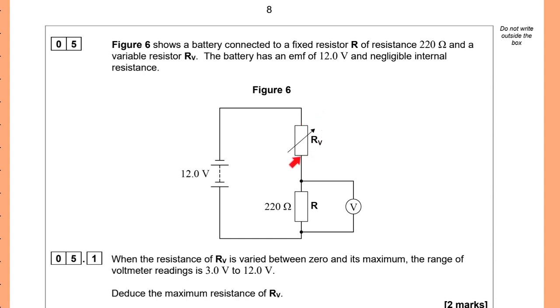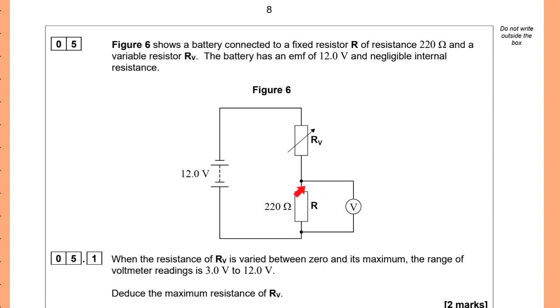When RV is at its maximum resistance, by voltage division it would have the greatest voltage and leave the minimum voltage for R. So I deduce that must be the 3 volts reading. When 3 volts is here, I can also look at the diagram and say that 9 volts would be appearing here. But I don't need to do that if I know how to use the voltage divider expression.